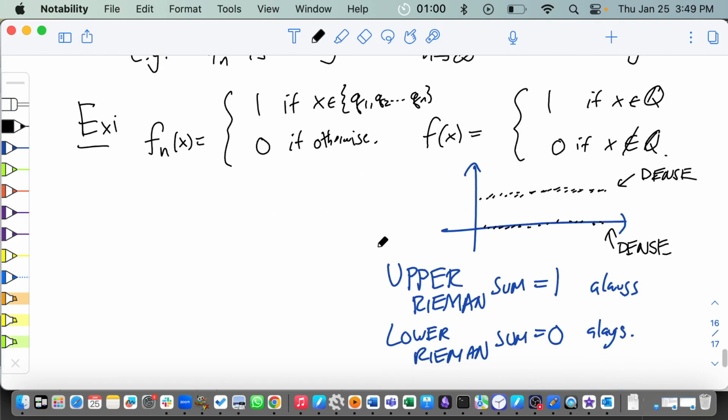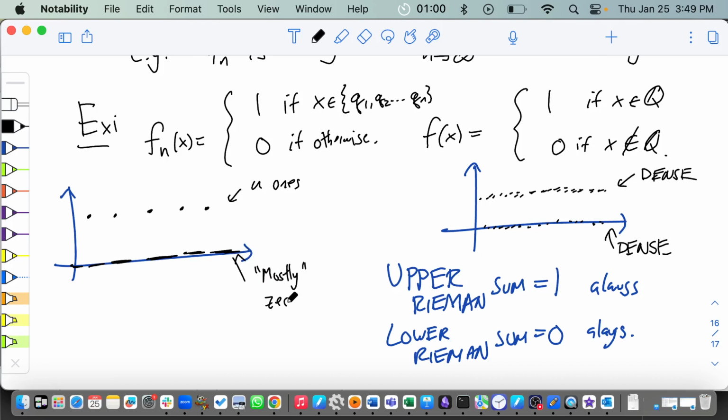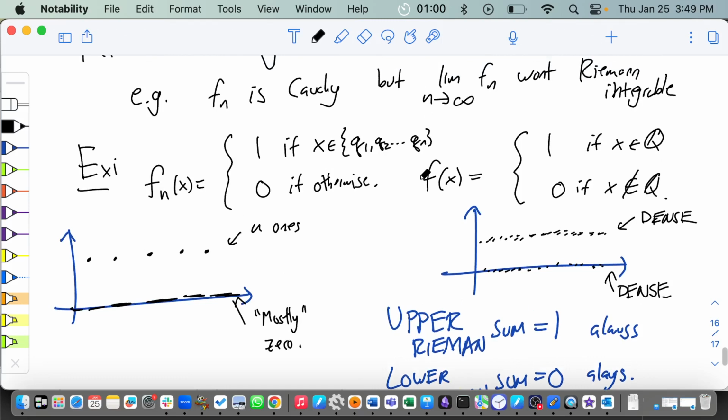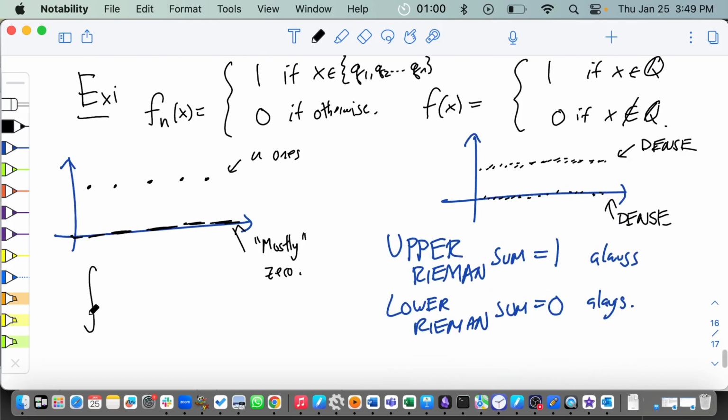Okay, so fn is like the salt and pepper function, but it's like a baby salt and pepper function. It has exactly n ones, right? So there's n ones, and then the rest is all 0. It's honestly 0 in between these little spikes. I'm going to call it mostly 0. So fn is converging to f, and it's converging pointwise. And you can make sense of the integral of fn. In fact, the integral of fn from 0 to 1, dx, is always 0 for all n.